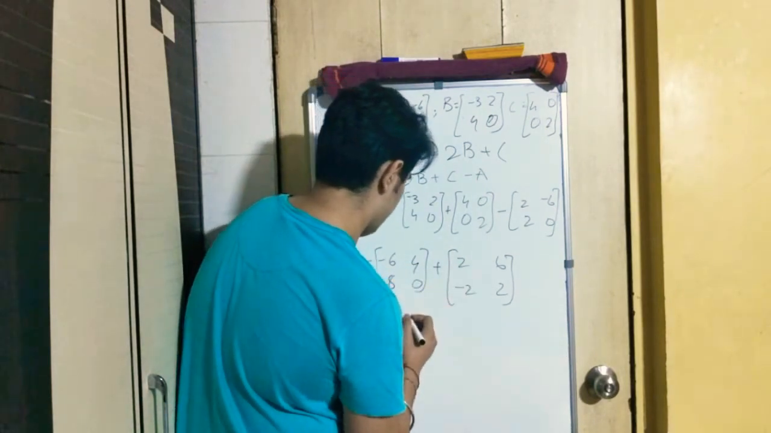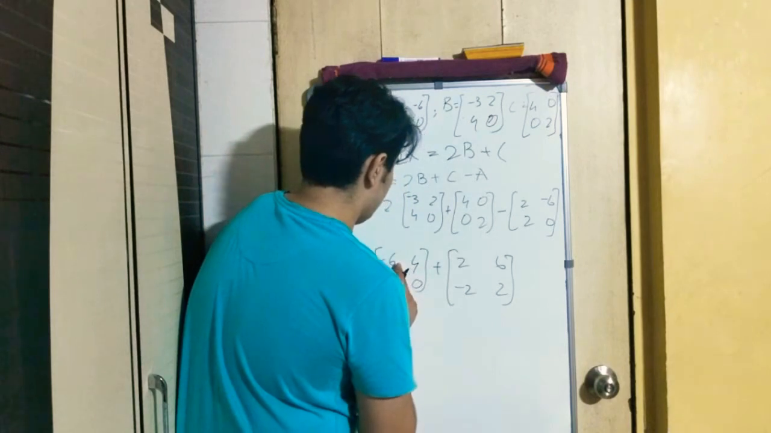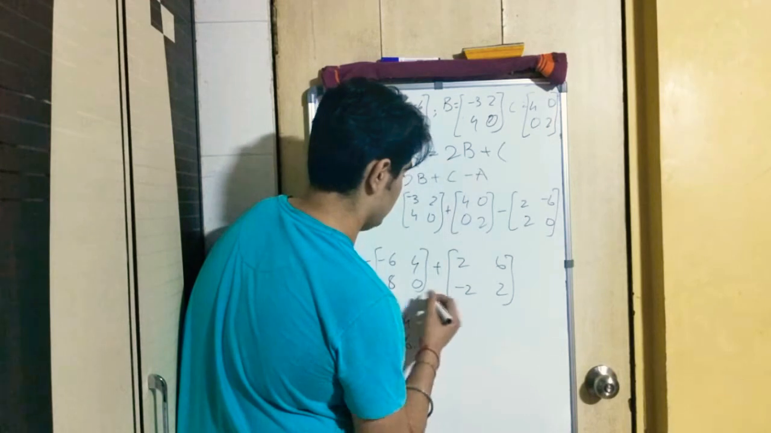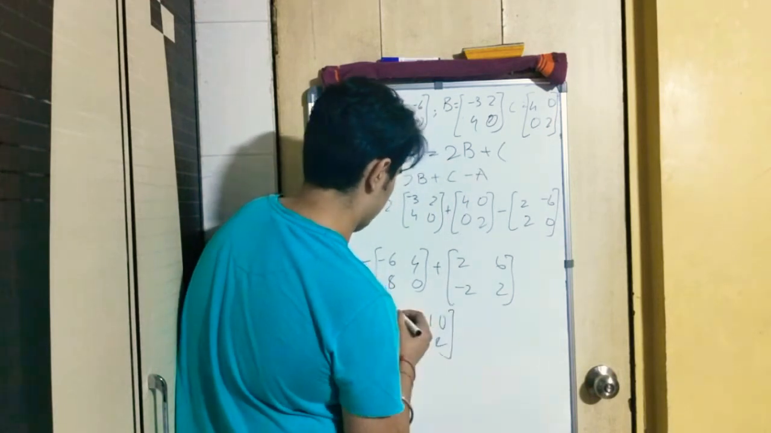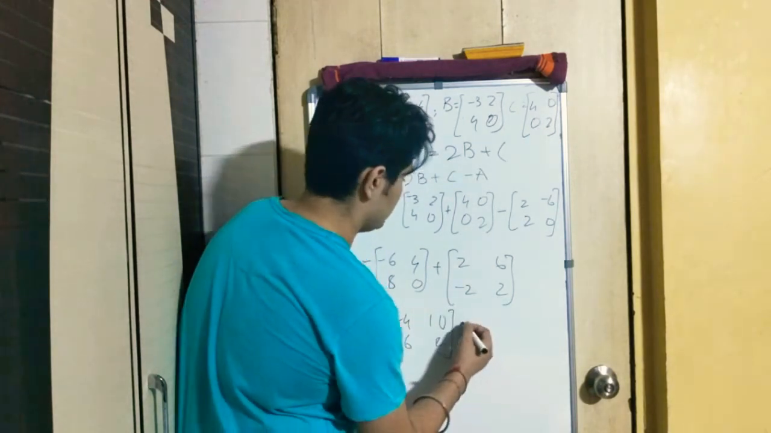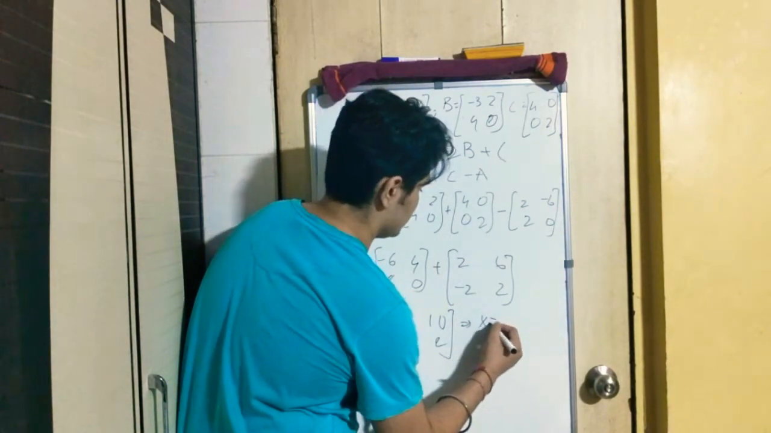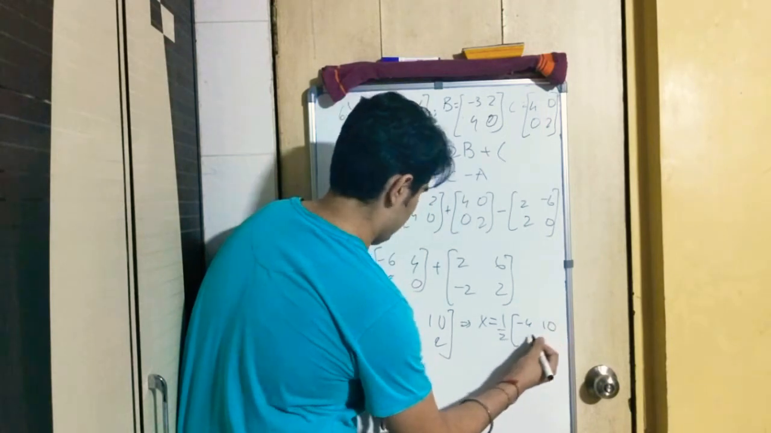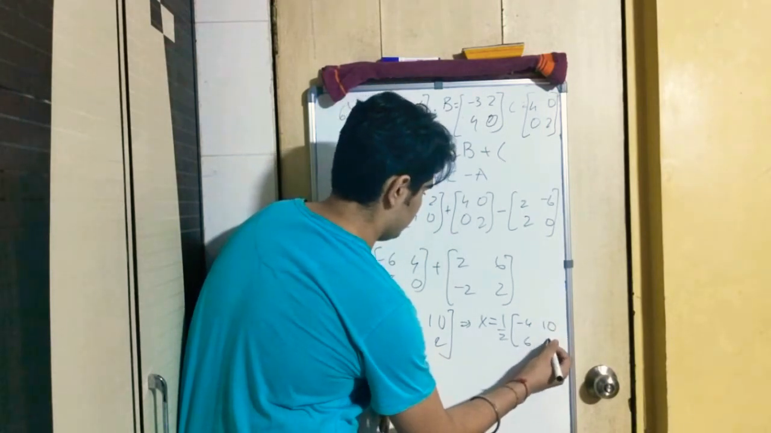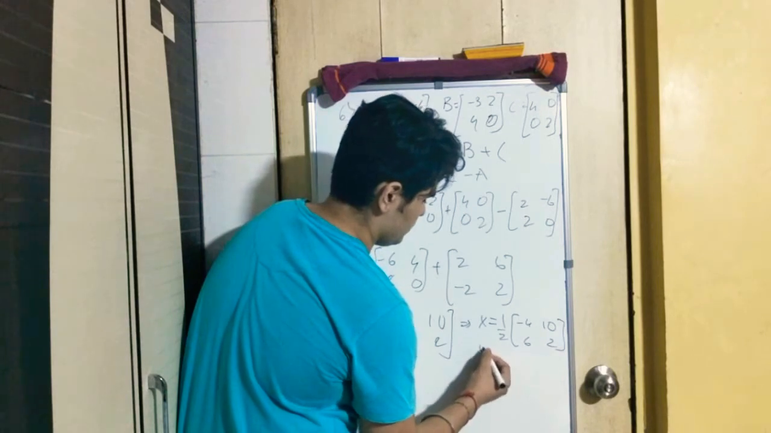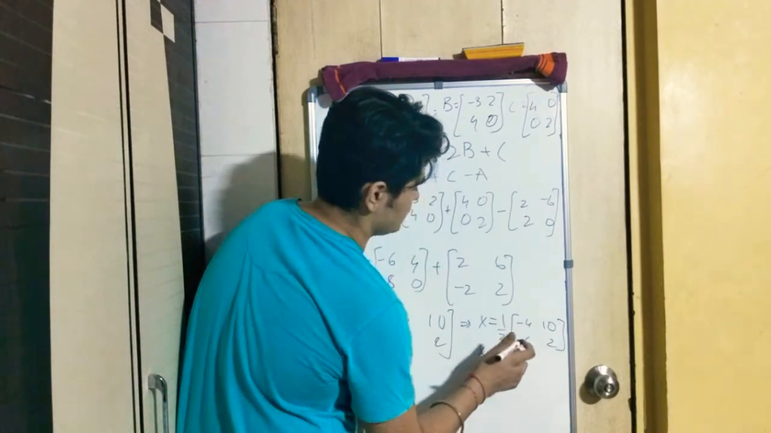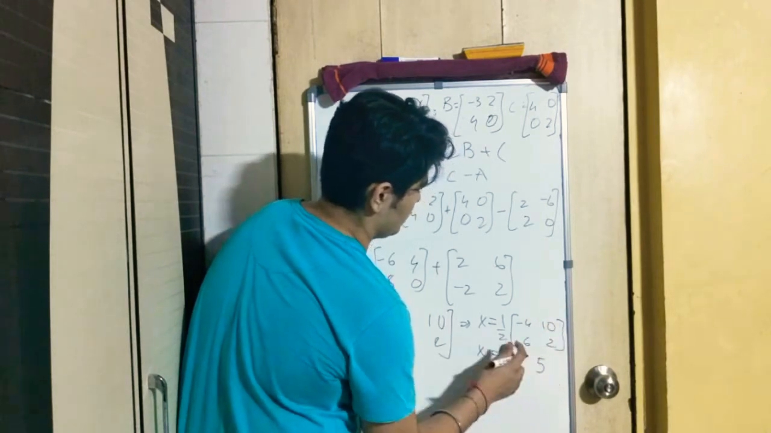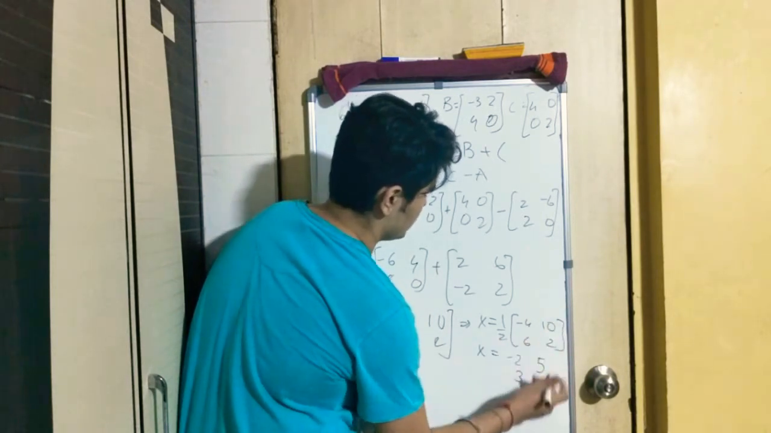Minus 6 plus 2 is minus 4, plus 4 plus 6 is 10, 8 minus 2 is 6, 0 plus 2 is 2. So as said, I am doing it here. X is equal to 1 by 2 into the matrix minus 4, 6, 2. So X is equal to, if we multiply this here, minus 4 upon 2 is minus 2, here is 5, here is 3, here is 1.